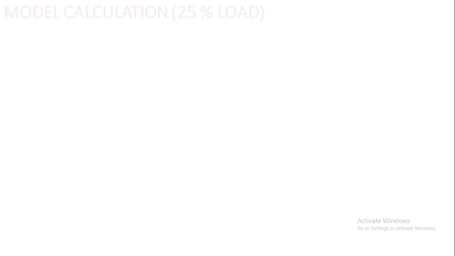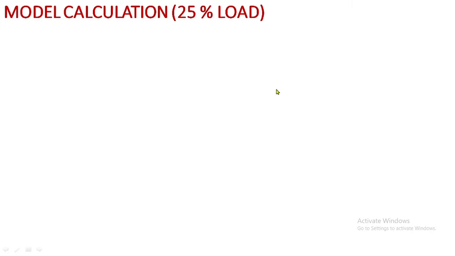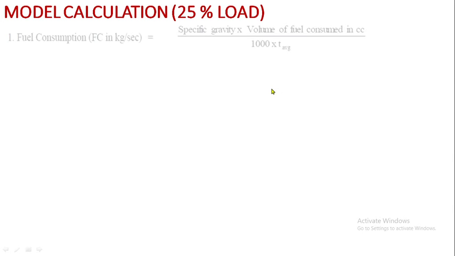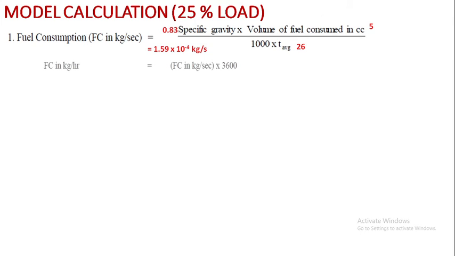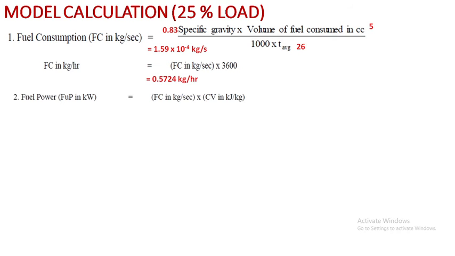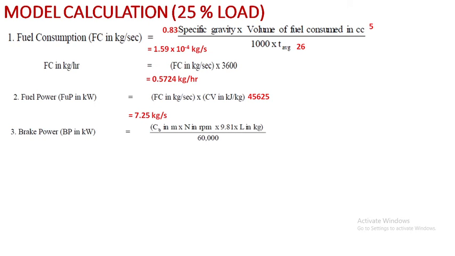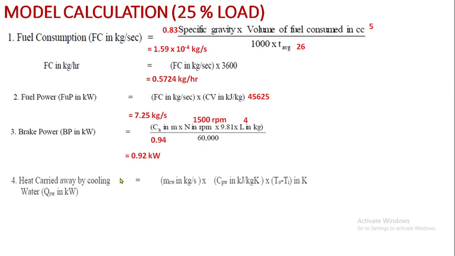Next we will check the model calculation for 25% load. The first three are similar to the performance test: fuel consumption in kg per second, then fuel consumption in kg per hour. Next we can calculate the fuel power by multiplying by the calorific value, 45625. Next is brake power, again the same value, 0.92 kilowatt. So the first three calculations are similar to the performance test. Next, we can check what else we can calculate in this heat balance.